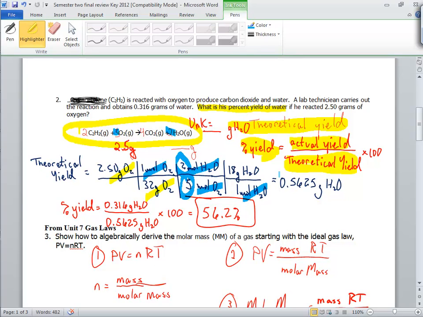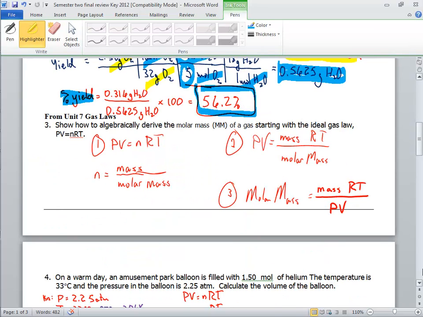We do the math, and make sure you practice the math so that you can try this, and you should get 0.5625 grams of water. Now that is our theoretical yield for the water. What's the percent yield? Well, the percent yield is simply actual yield divided by theoretical. Calculate it and make sure you get 56.2%.